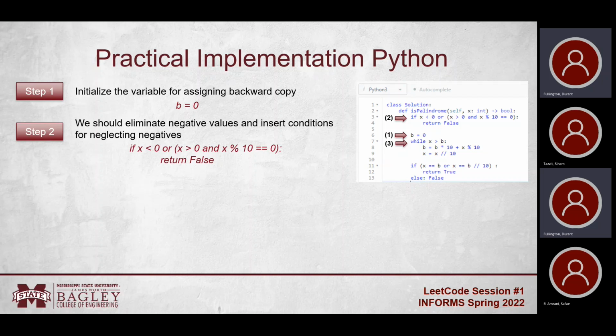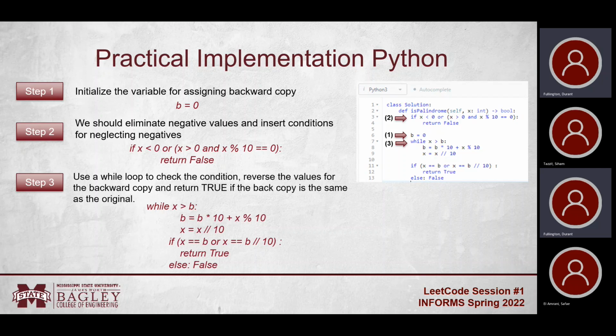In step 2, we should eliminate the negative values, as I mentioned earlier. The negative values are not going to be considered as palindrome numbers. At the same time, one more important thing: if you have a positive value with last digit 0, it's not going to be a palindrome number. So therefore, we can easily return false.